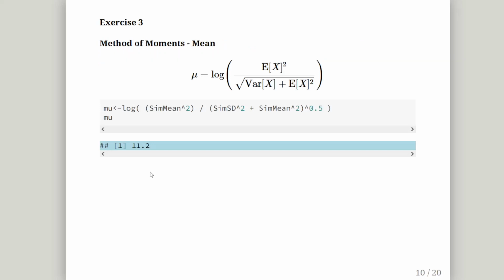So this is the method of moments for the lognormal distribution. And this is the sort of approach. It's broken up into two parts.